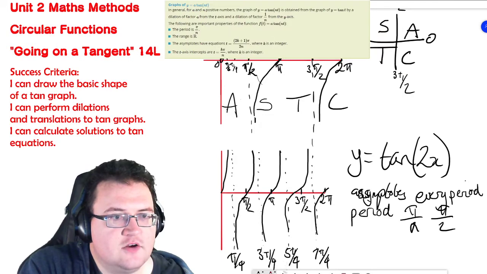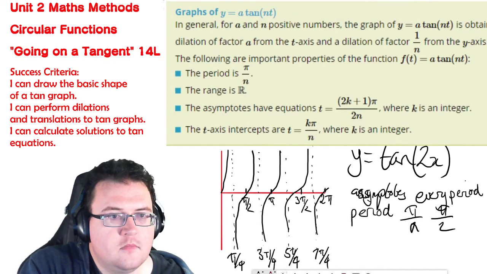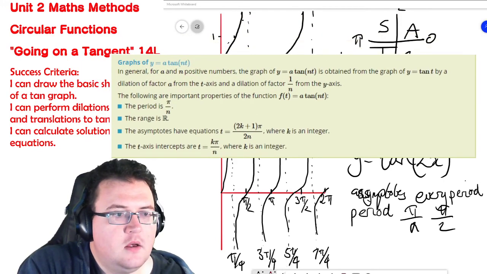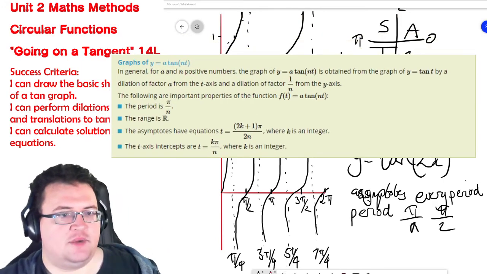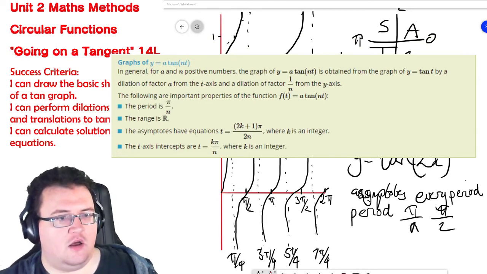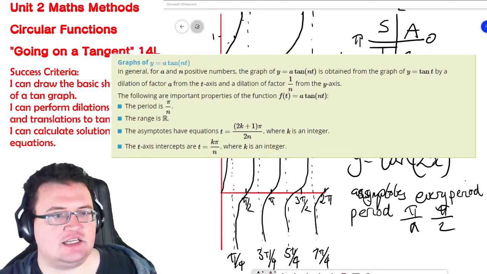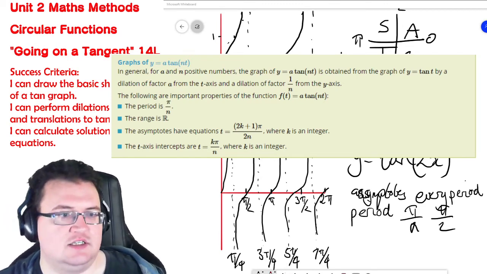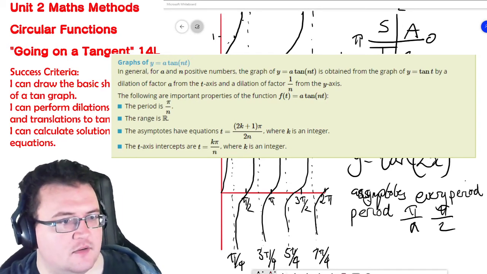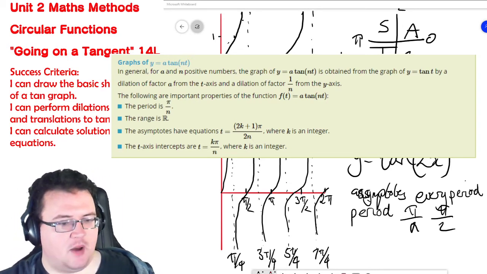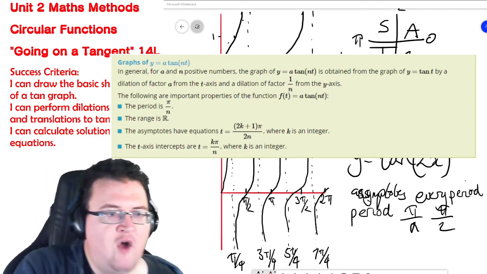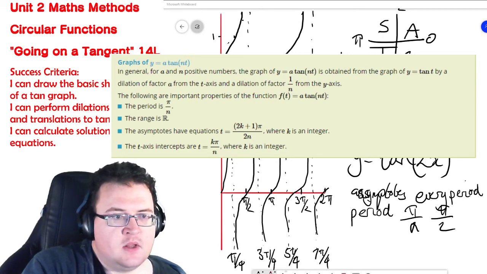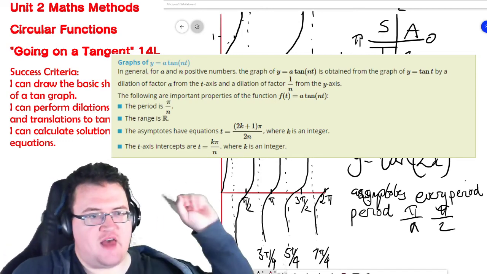All right, and this is straight out of your textbook. In general, for all positive numbers, the graph of tan nt is obtained from the graph of tan t by a dilation. The period is pi on n. The range is infinite. And then the asymptotes follow that pattern.